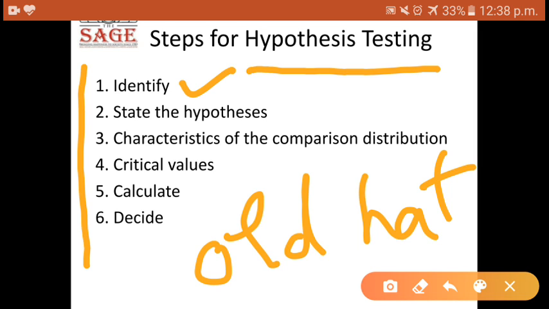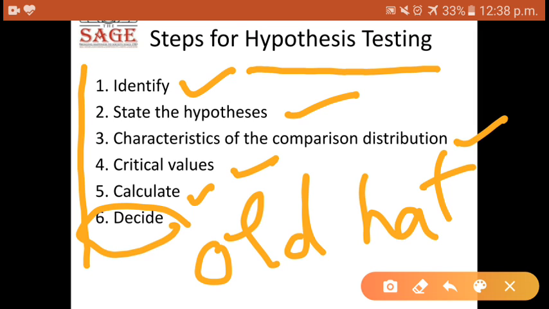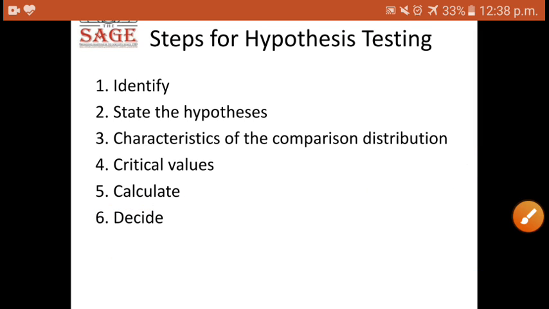The first step is to identify the variables. Then you state the hypothesis. Hypothesis is the probable relationship between two variables. Then you determine the characteristics of the comparison distribution. Then you take the critical value, and then you calculate your own value, and then you decide. What will you decide? Whether you are going to reject the null hypothesis, or you fail to reject the null hypothesis. If you reject the null hypothesis, naturally the alternate is going to be taken, and if you fail to reject the null hypothesis, then the null hypothesis would be taken.